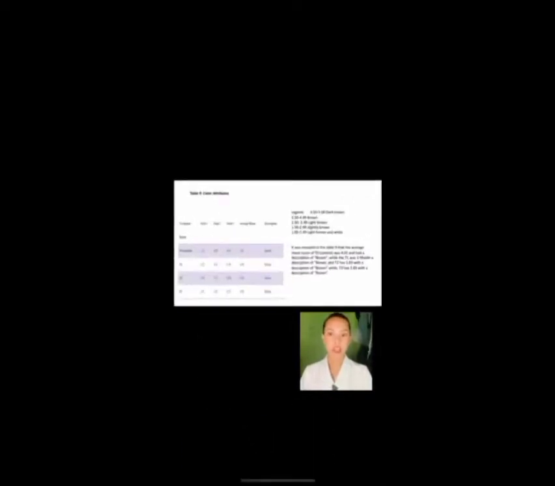In Table 9, the color attribute, it was revealed in Table 9 that the average mean score of T0 or control was 4.05 with a description of brown, while T1 was 3.94 with a description of brown, and T2 has 3.83 with a description of brown, while T3 has 3.83 with a description of brown.